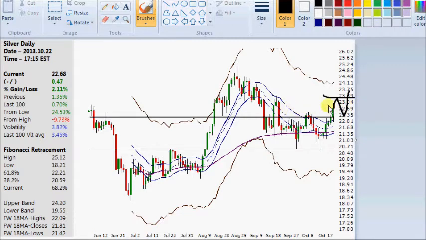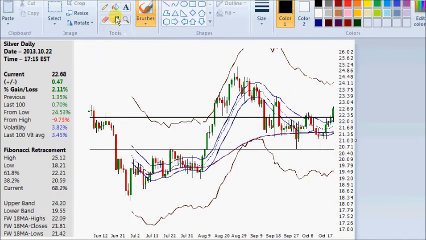So we'll see how this plays out. But today was just a break of that resistance. That doesn't necessarily mean it's going to start a bull market, but the analysis shows there are signs leading towards it. Okay, the silver analysis is now done.